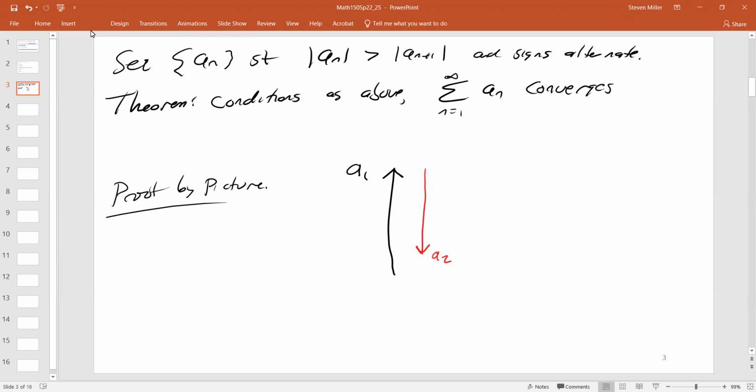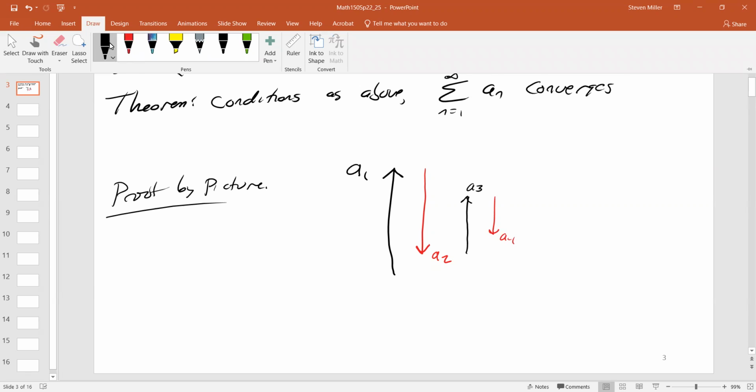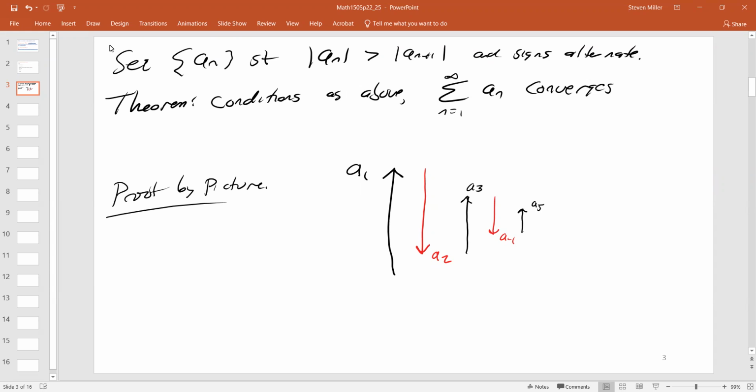Well, now let's add in a3. a3 is positive, so it's going to go up. Can it go all the way back up to a1? Why not? Its absolute value is less than a2, so the amount we get back can't be enough to go all the way up. It's going to be an oscillation, and the upper bound is always getting smaller, the lower bound is always getting higher. So now when I do a4, I come down, but not as far. When I do a5, I come up, but not as high. And the distance between the upper and the lower bounds is at most the next term in the sequence.